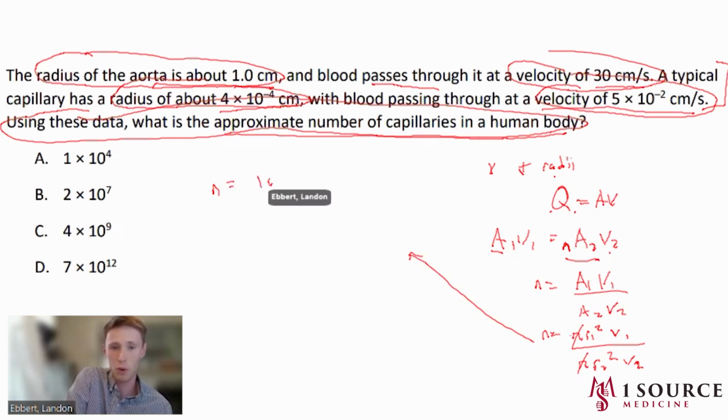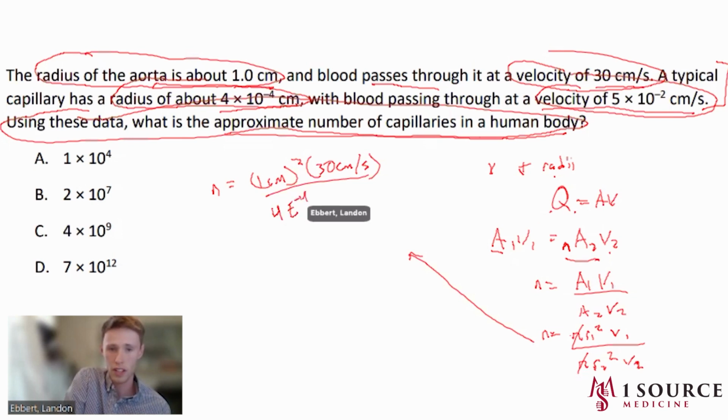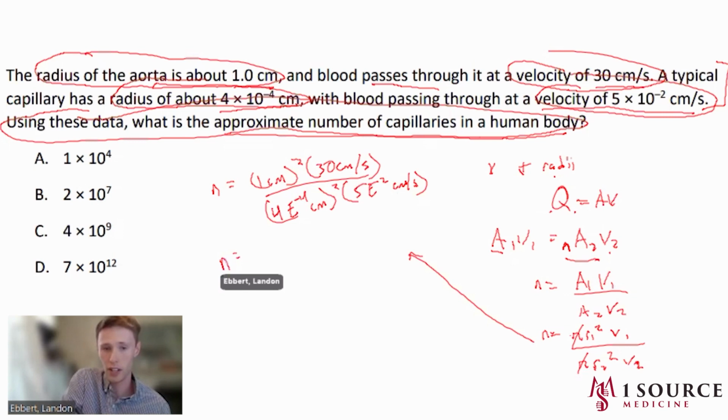So N equals 1 centimeter squared times 30 centimeters per second over 4 e to the negative 4, we're using scientific notation, squared, times 5 times e to the negative 2 centimeters per second. And then I'll just do some math, and I should get my answer. So on the top, I'll just have 30 centimeters per second cubed, making sure my units are right. And on the bottom, 4 squared times 5, that's just 16 times 5. So that's going to be 80.